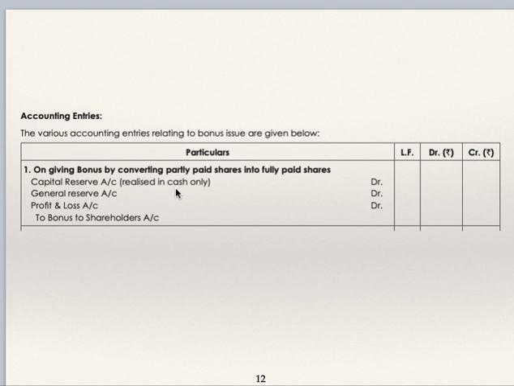Capital reserve account, realized in cash, that is received in cash only, debit. General reserve account debit, profit and loss account debit, to bonus to shareholders. So out of these profits, bonus is to be given to shareholders. So bonus due to shareholders out of profit is shown in the first journal entry.